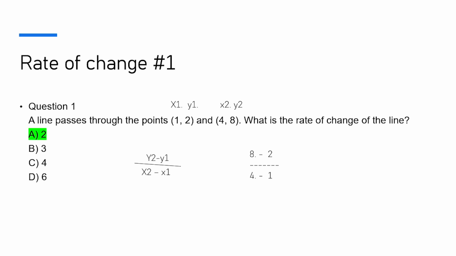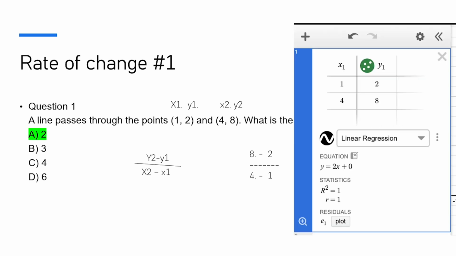Two. And this is by decimals. You can just plug in 1, 2, 4, 8. And if you click the blue line on the left side, it's going to give you the equation, y equals mx plus b, where m is the slope. You can just figure out 2x.